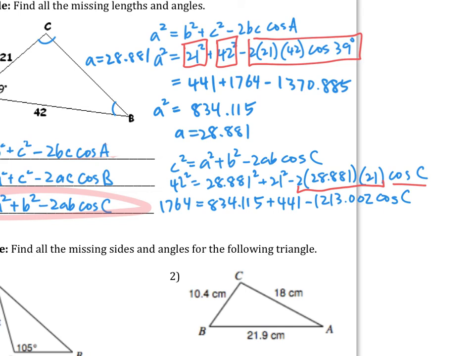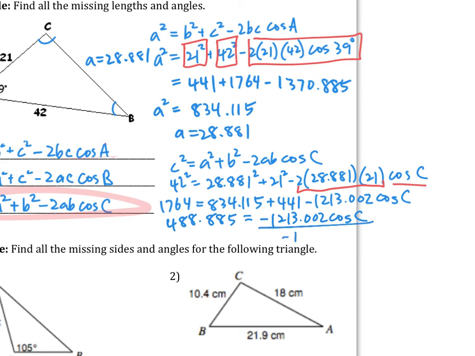So take 1764, that's this number, and then we're going to subtract those other two numbers. So 1764 minus 834.115, and then minus 441. Okay, the answer is 488.885. This is equal to negative 1213.002 cosine C. Now, we are not going to add because this is the coefficient of cosine C.